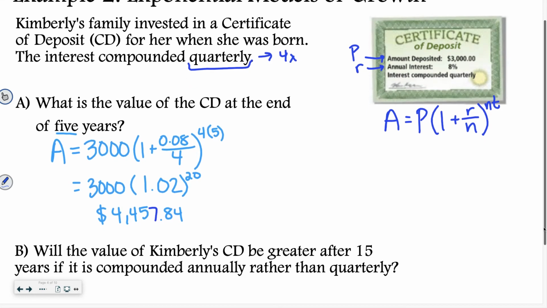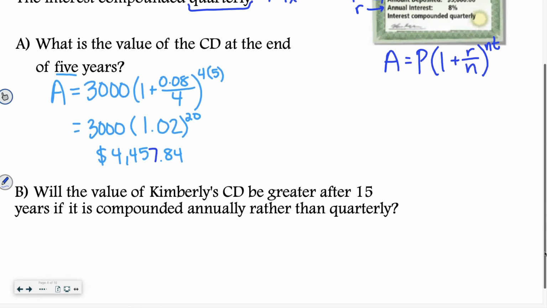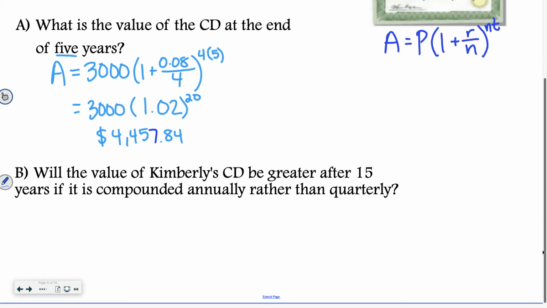Okay, so that's how much money the CD is worth at the end of 5 years. So you can see that Kimberly has earned almost $1,500 in just 5 years from the starting amount. Letter B, will the value of Kimberly's CD be greater after 15 years if it is compounded annually? So remember, annually means 1 time per year rather than quarterly. So we want to know if it's compounded once per year, does she earn more money? So let's first figure out our quarterly, since we already have a nice formula for that.